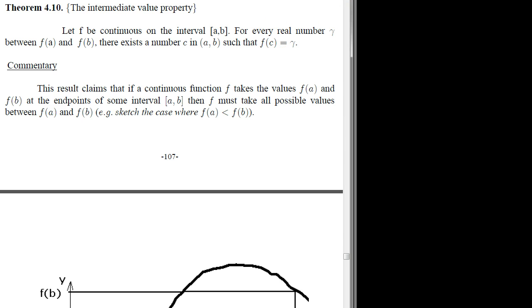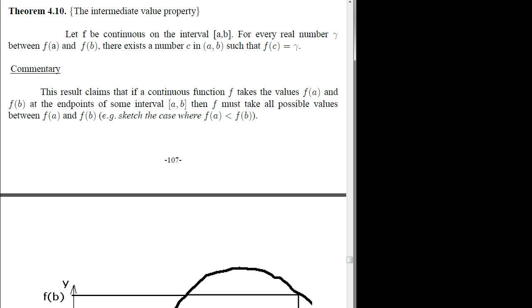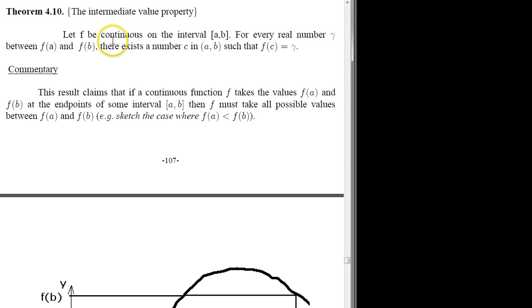So it says that f is continuous on this interval, for every real number gamma between f(a) and f(b), we can find a c such that f(c) equals gamma. The c will lie between a and b. Okay, so that's what the intermediate value property says then.